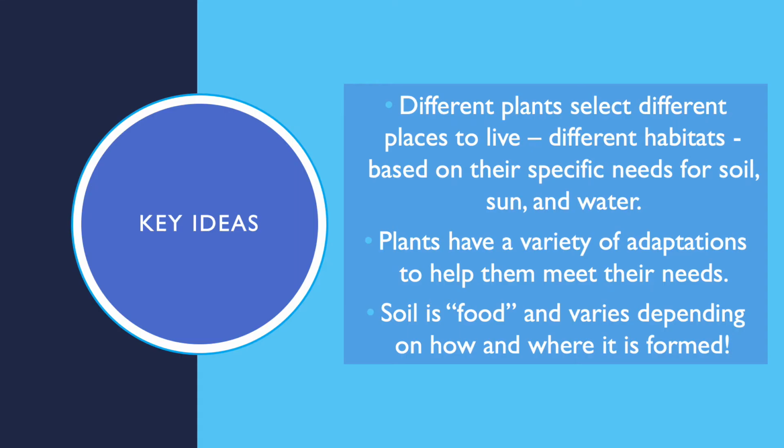We hope you learned something new about wetland plants. Some of the things that we think you could take away from this presentation are the following. Different plants select different places to live, different habitats, based on their specific needs for soil, sun, and water. Plants have a variety of adaptations to help them meet their needs. Soil is food and varies depending on how and where it is formed. What will you remember from this presentation?